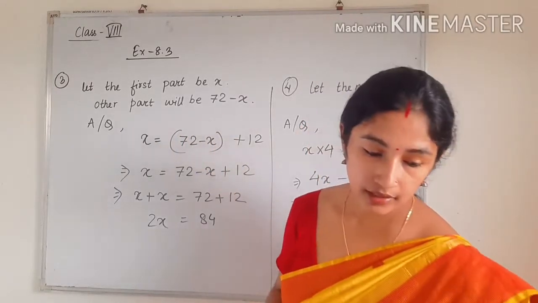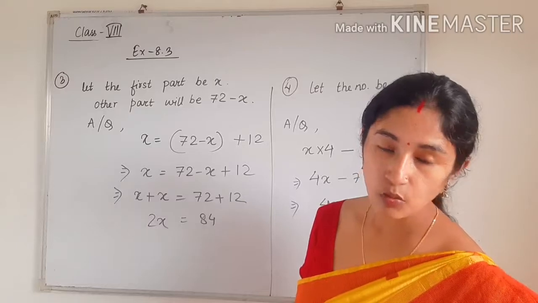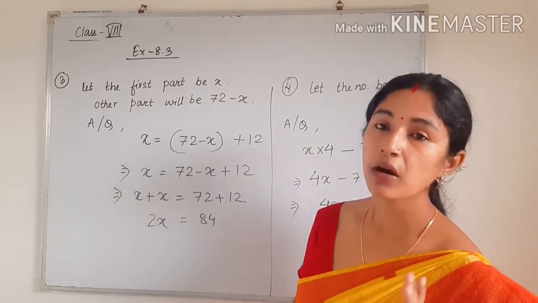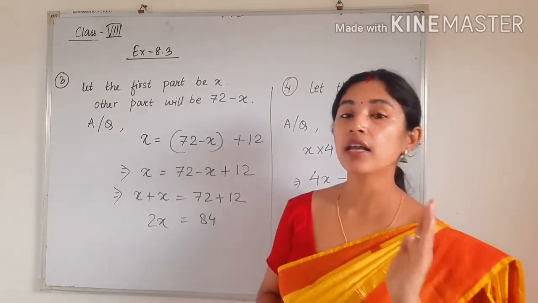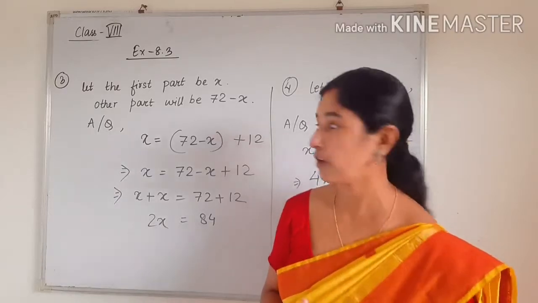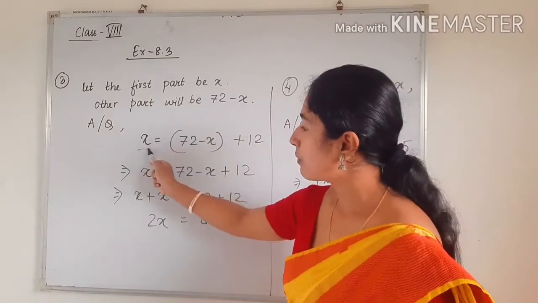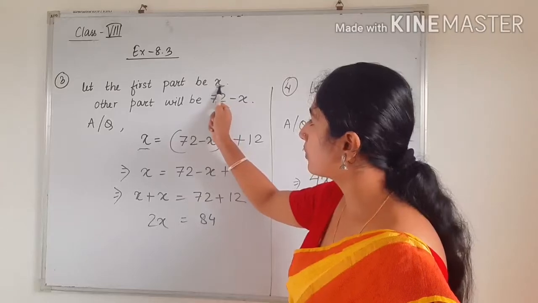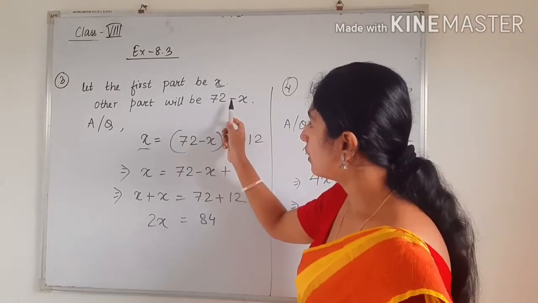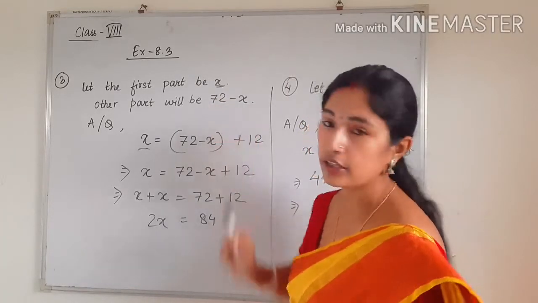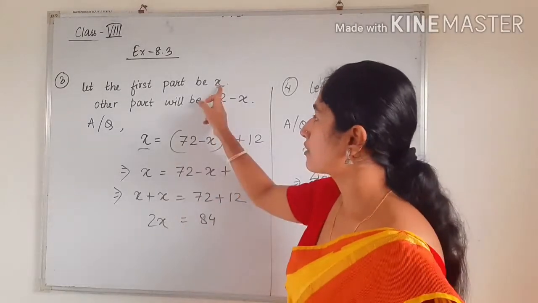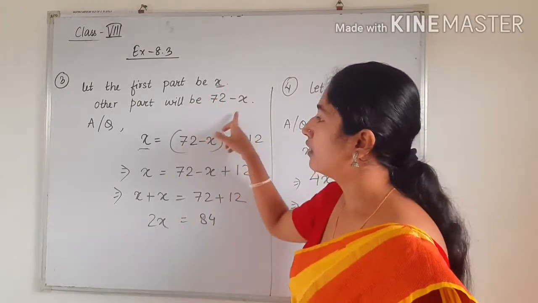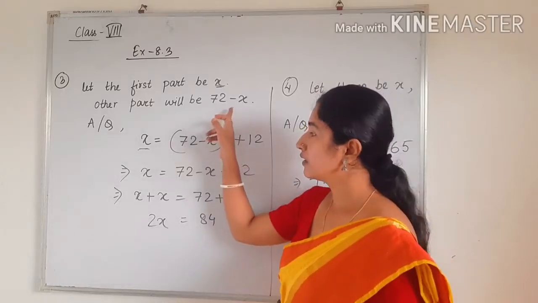And in the next line it is given that it exceeds the smaller part by 12. Which part? The larger part. The larger part exceeds the smaller part by 12. We can easily say this is the larger part because here we are subtracting x from 72. That means x will be the larger part, and the other part will be the smaller part.